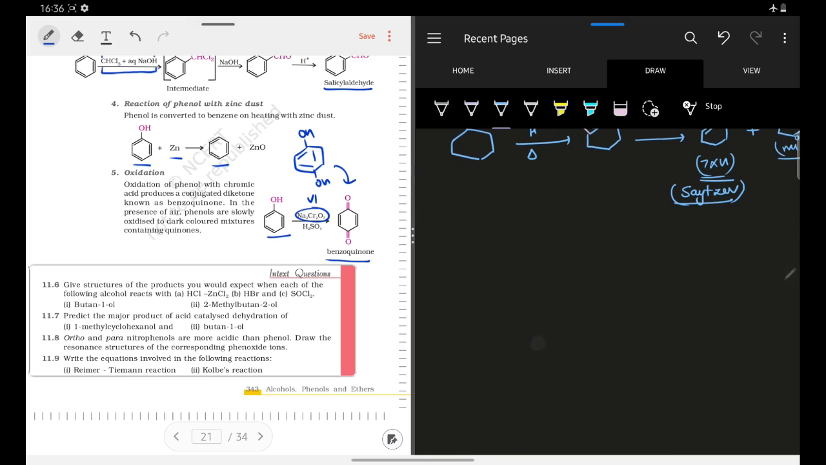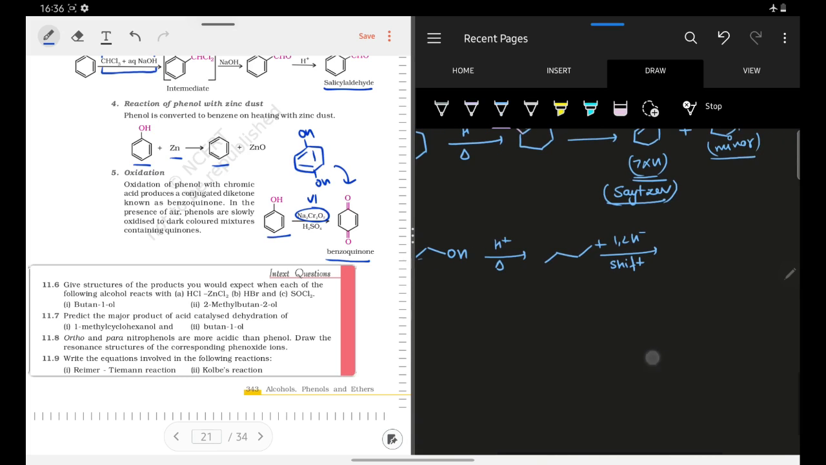Predict the major product. Yes, okay. I have butan-1-ol, and I need to dehydrate it. So once I treat it with H plus and I heat it, I know that it will lead to formation of this carbocation. What will happen is it will undergo a 1,2 hydride shift, because I know that these carbocations can undergo rearrangement. So once it undergoes rearrangement, it will lead to formation of this carbocation.